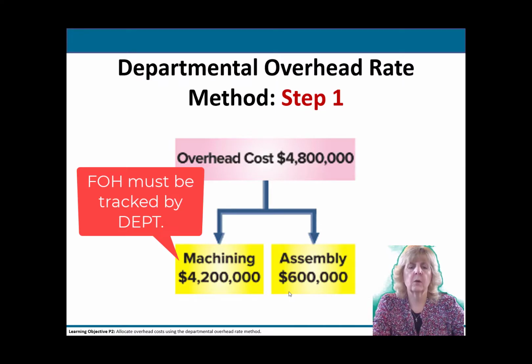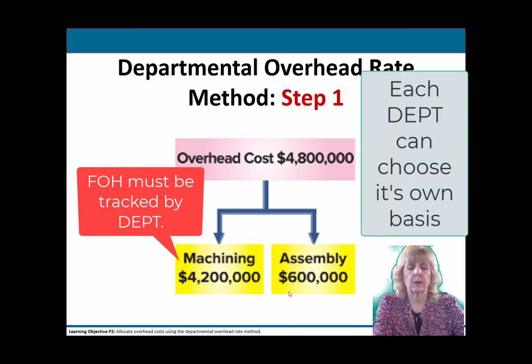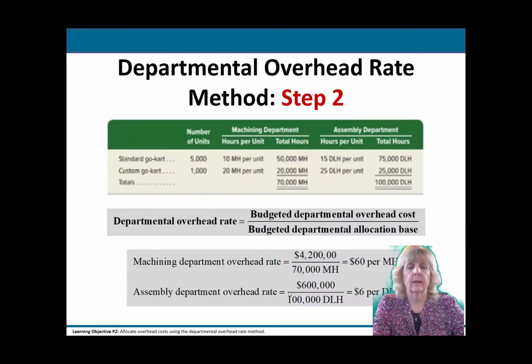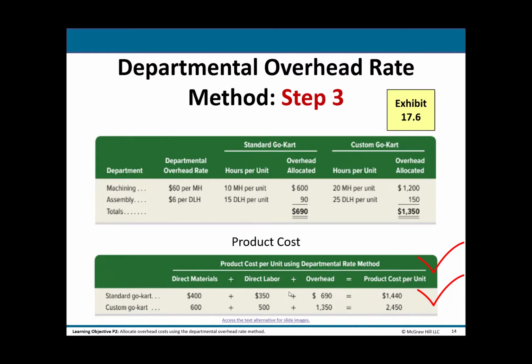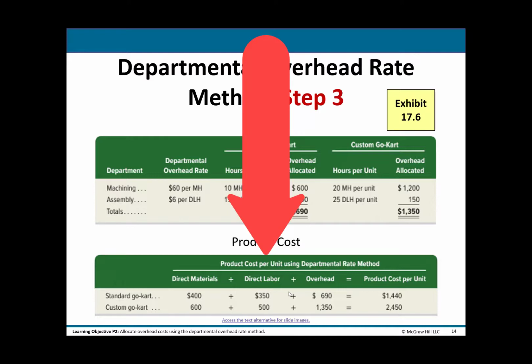So we're still going to do a bucks over basis, but now we're going to be using multiple rates. In the next slide, you'll see that there's two different bases. One department uses machining and the second one uses assembly. So instead of one rate being shoved down the company's throat, in this case, each product will incur two different departmental overhead rates. And in step 3, the rates that you allocated are pushed down to the product level. We'll be practicing this in the next couple of exercises.